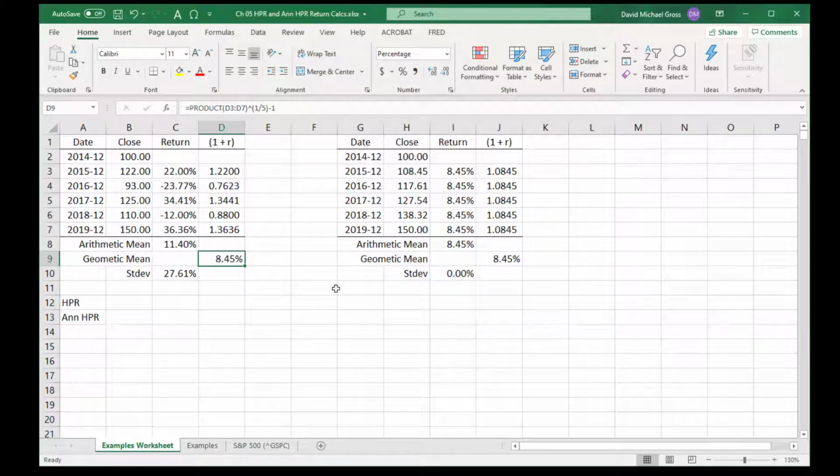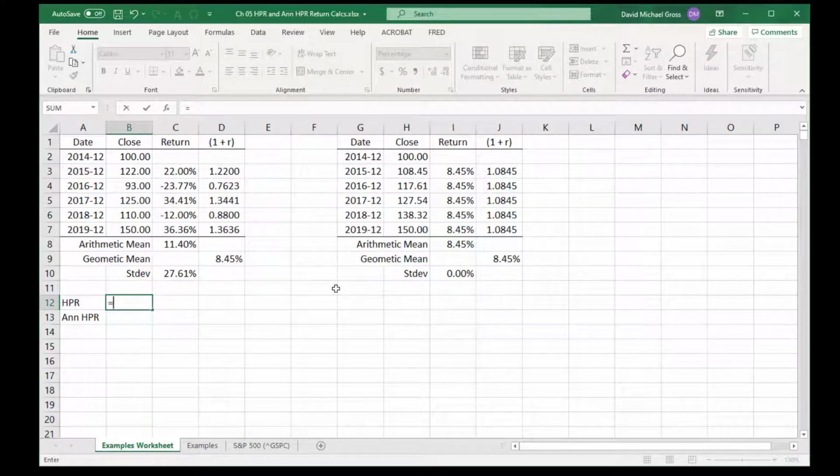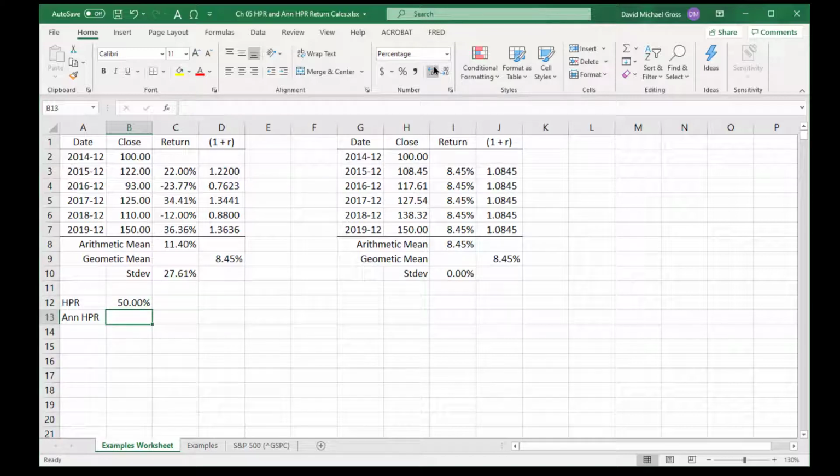And so this is an important number. So again, here's the holding period return. The holding period return is just the 150 divided by the 100 minus 1, I earn 50%. That's pretty obvious. But the annualized holding period return is 8.45%.